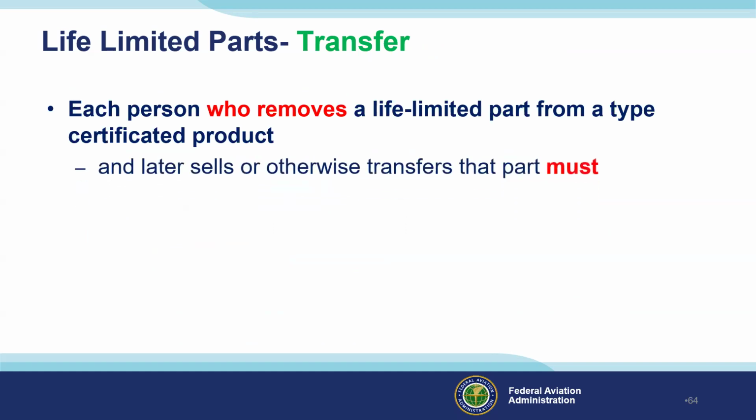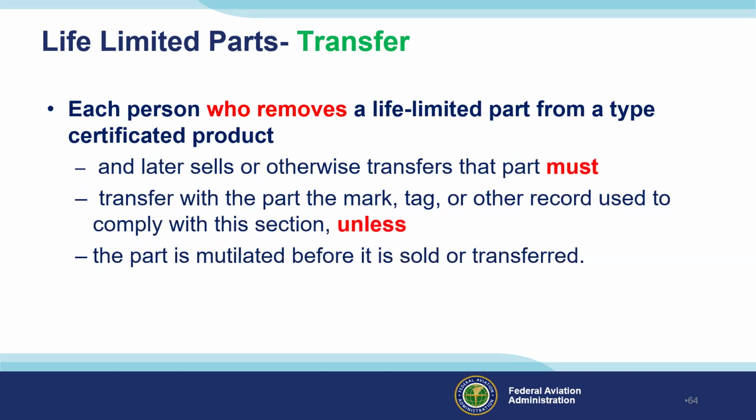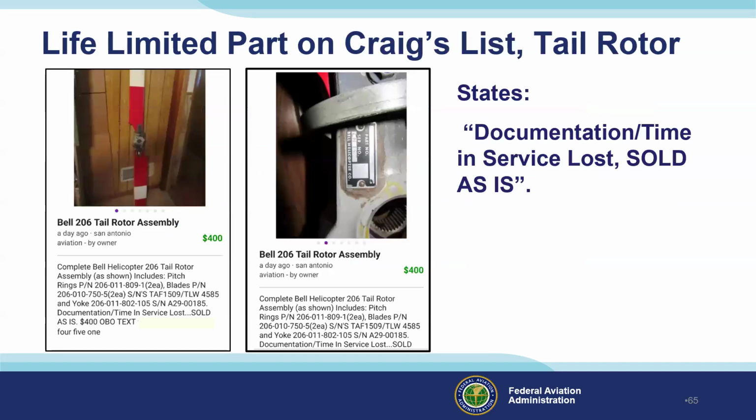So transferring a part, 43.10 says, if you're going to transfer the part, you have to mark, tag, or record it, like we just looked at, those 6 methods, or mutilate the part before it is sold or transferred. So one day I'm on Craigslist and I saw the category of aviation. So I looked in there and I saw this Bell 206 tail rotor assembly for $400.